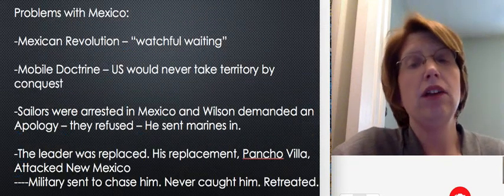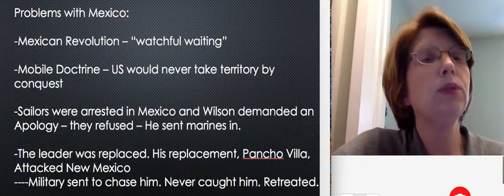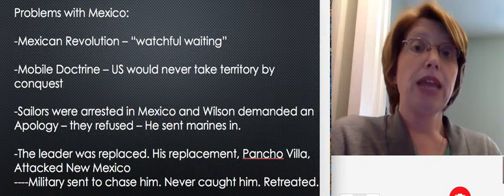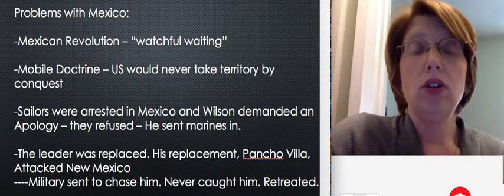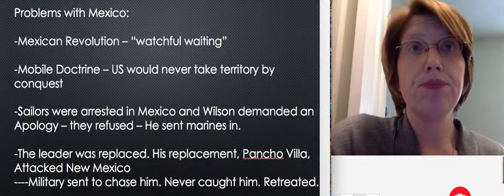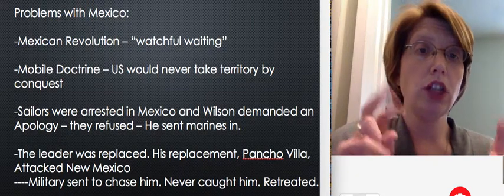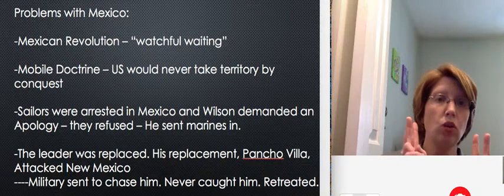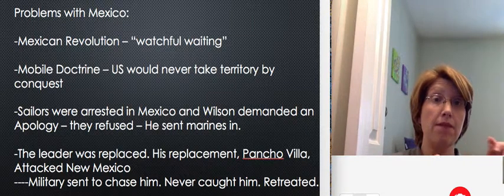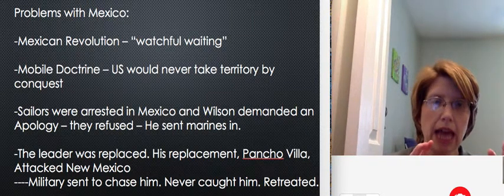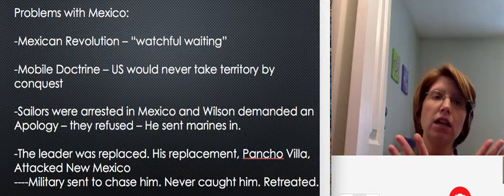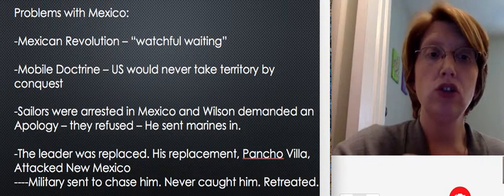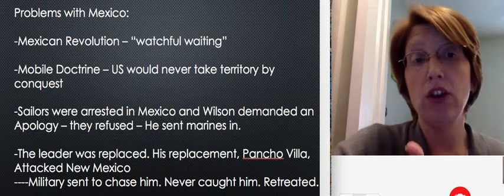Okay, now something going on at the same time is there's problems with Mexico. There is a Mexican Revolution, and for a while, Wilson takes the stand of watchful waiting, which means I'm not going to do anything, but waiting also gives you this idea that he may eventually do something. So he's kind of pulling back. He's not saying he's not going to do anything, but he's saying he's watching and he's waiting to try to see if we need to intervene.